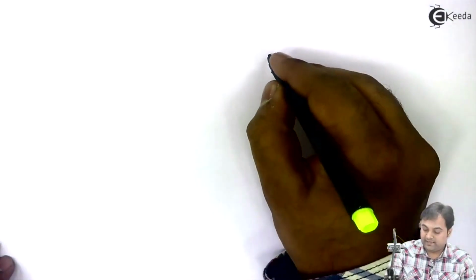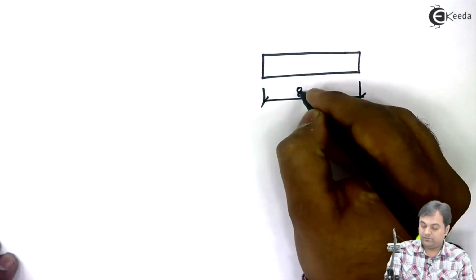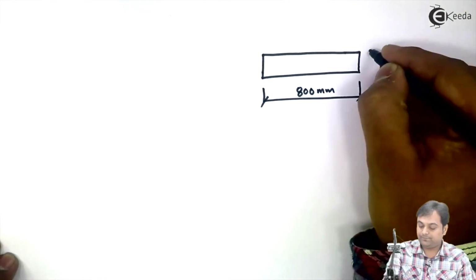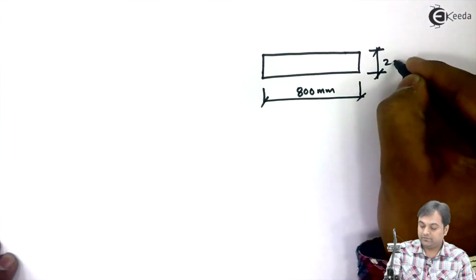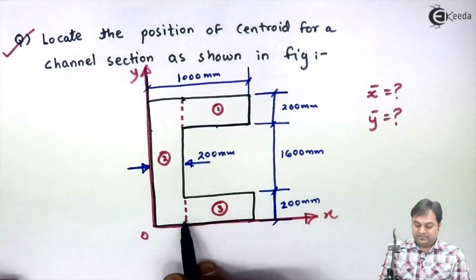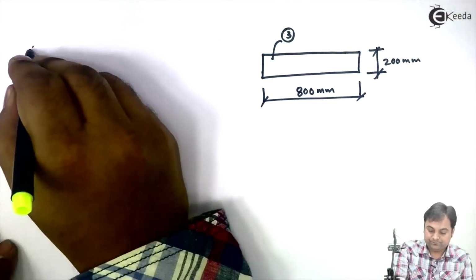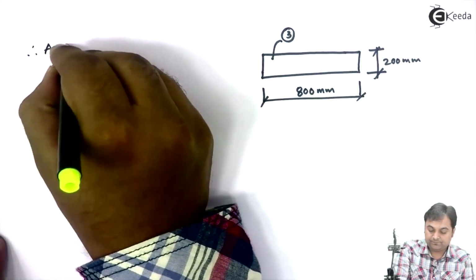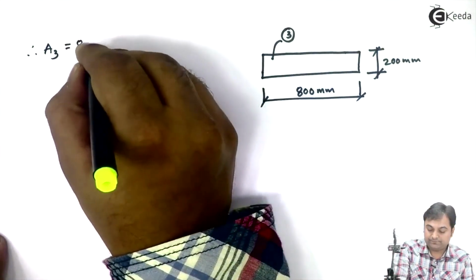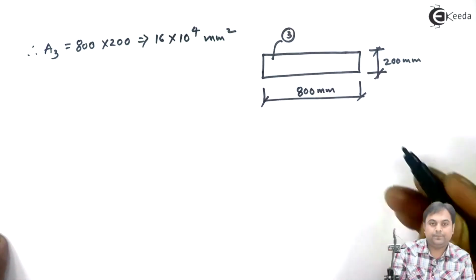Since rectangle 1 and rectangle 3 have the same area, here I will draw rectangle number 3. The width of rectangle 3 is 800 mm and its height is 200 mm. This is rectangle number 3 having the same dimensions as rectangle 1. Therefore area 3 is equal to 800 into 200, 16 into 10 raised to 4 mm square.